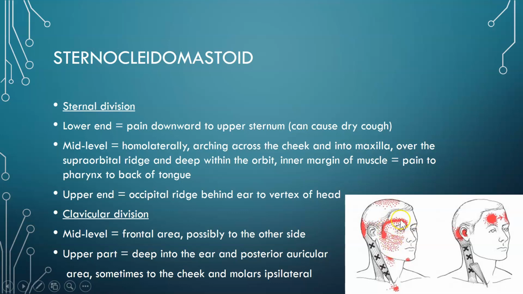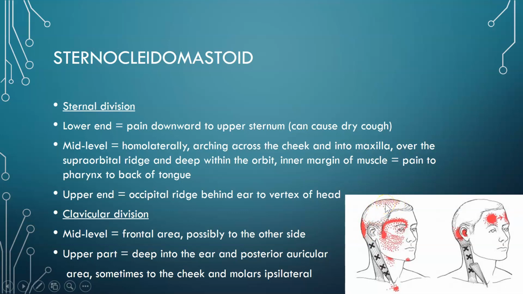So it sort of gets represented here, coming here. So across the cheek into the maxilla, and then over the supraorbital ridge and deep within the orbit. I think I mentioned in one of the other slides that did have some trigger points. When we look at the diagram and we see the dark red as compared to the speckled red, the dark red represents the more intense pain the patient will feel, and the speckle represents a less intense pain that the patient may feel.